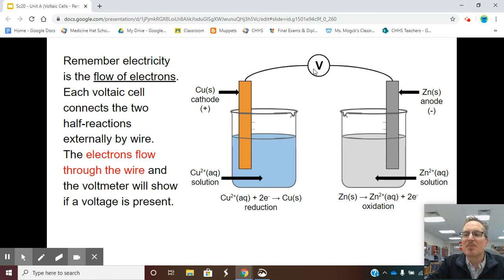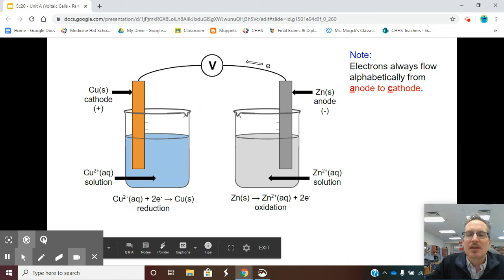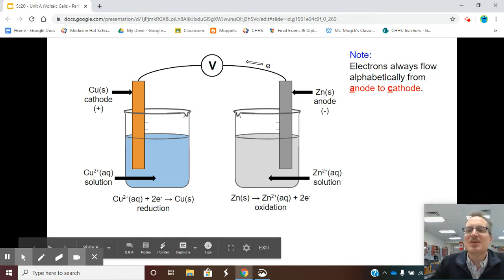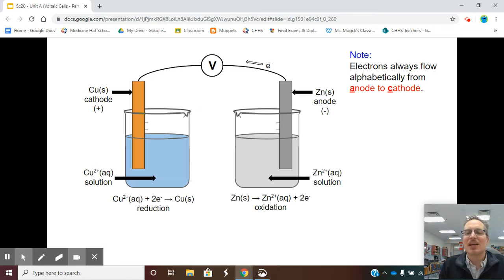Now, we put a voltmeter in here because voltmeters measure voltage, and when the needle moves on a voltmeter, that will let me know that, oh my goodness, we now have a voltage, which means, hey, we made a battery. Now, the key to this is cheesy rule of Mr. Kemp number 3. Cheesy rule number 3 says electricity is smart. Electricity only flows alphabetically. Electrons flow always from anode to cathode.